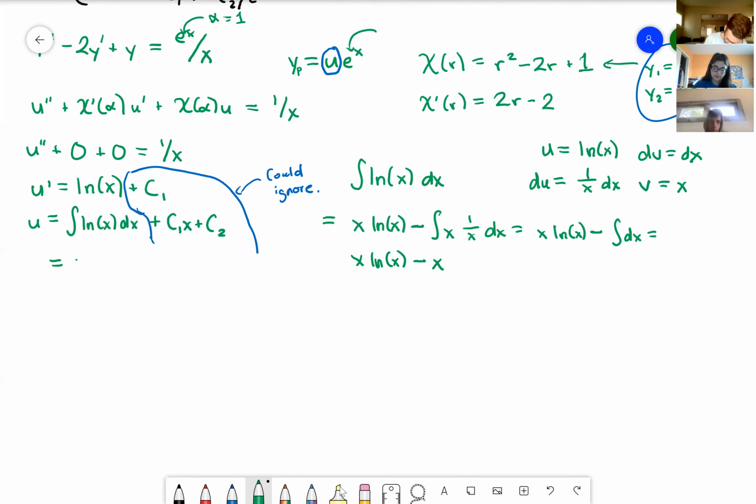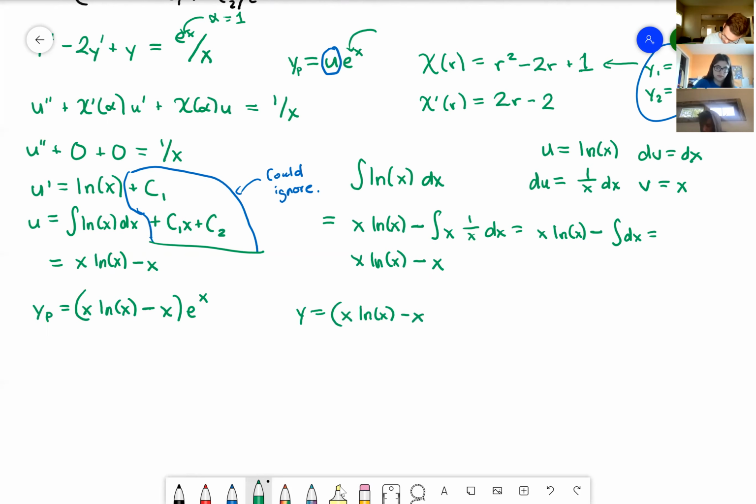Okay, let's just get rid of this. And we're just ignoring all these constants right here. Okay, so our particular solution is x natural log of x minus x times e to the x. And so what we get for our general solution is this x natural log of x minus x e to the x plus c1 e to the x plus, and let's swap the order again, c1 x e to the x plus c2 e to the x.